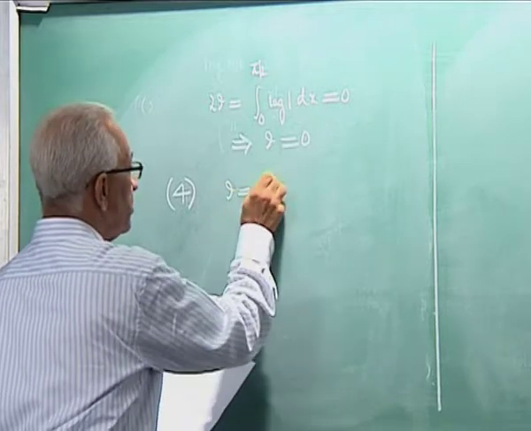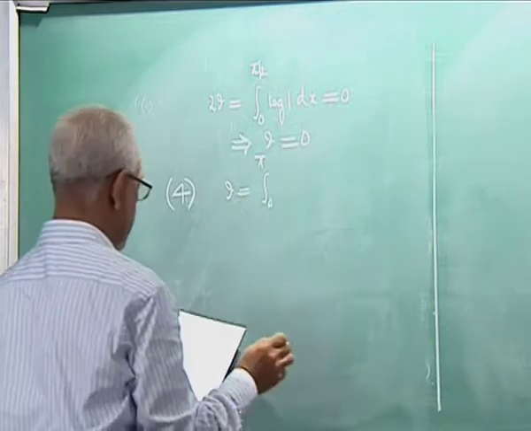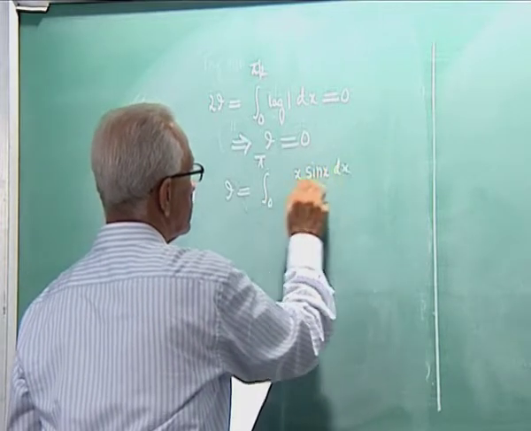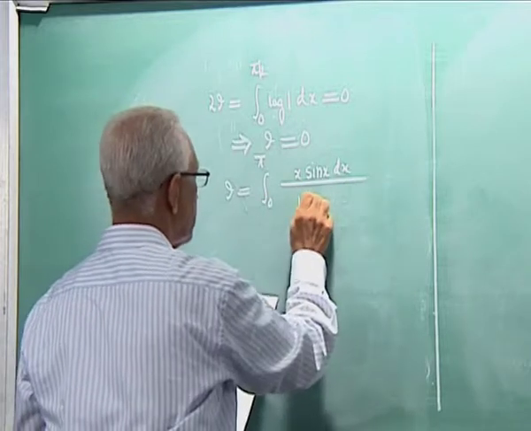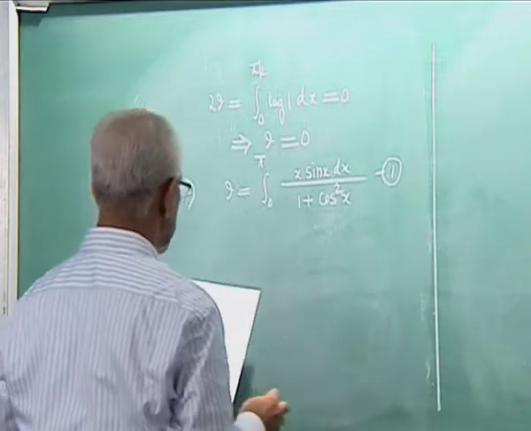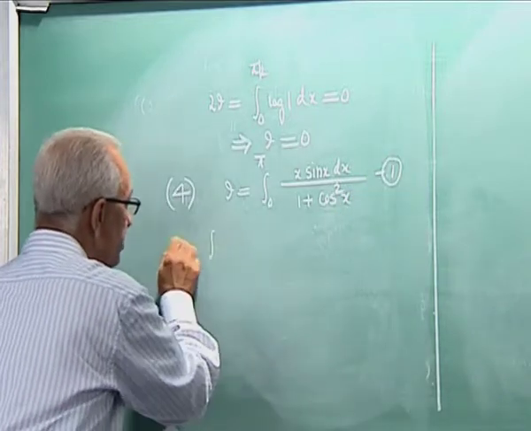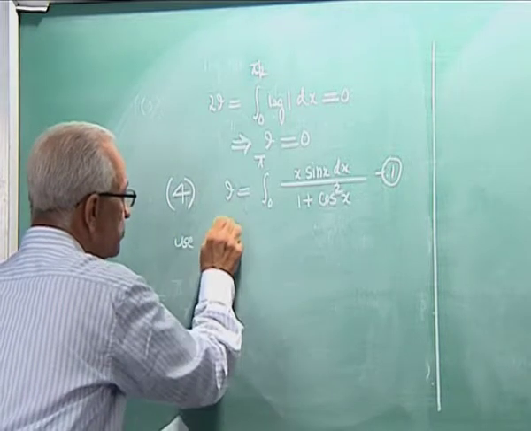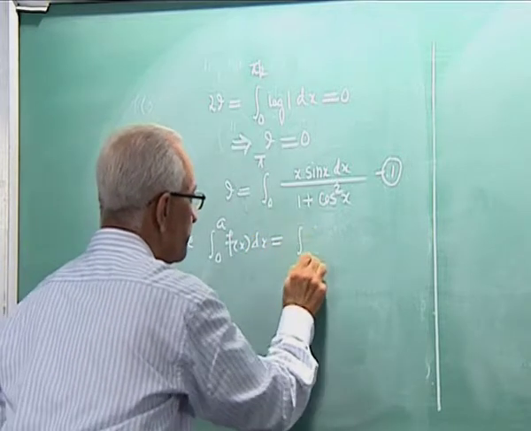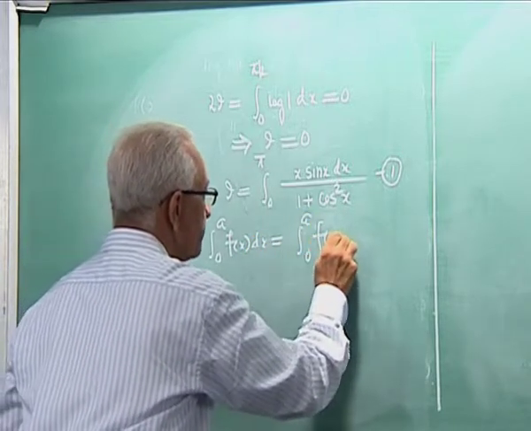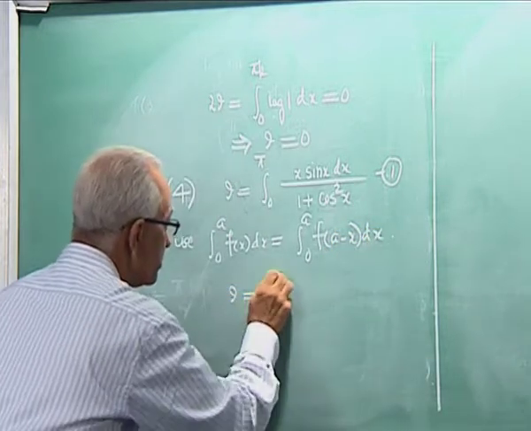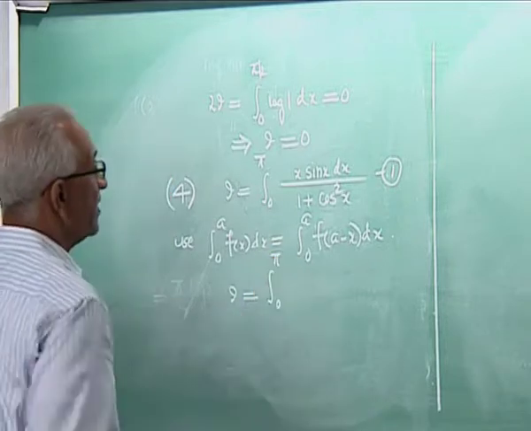We need to solve the integral from 0 to pi of x sin x dx upon 1 plus cos square x, calling it the first equation. The same property I am using: integral from 0 to a of f(x) dx is equal to integral from 0 to a of f(a minus x) dx. By doing so, the integral will change to 0 to pi.